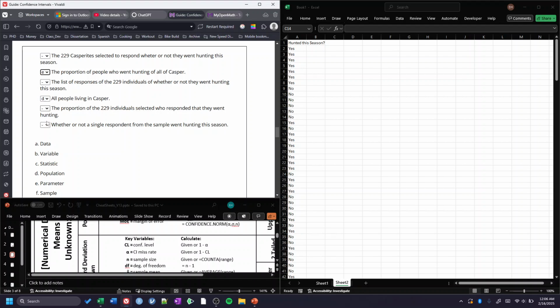Let's now do our sample, which is F. That is the 229 Casperites who were measured, F. Let's do our statistic, which is C, the proportion of the 229, right here, letter C. The data is the list, so we'll do that as A. And our variable is whether or not someone went hunting this season, so we'll call that letter B.